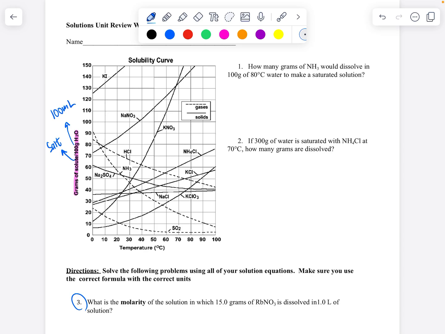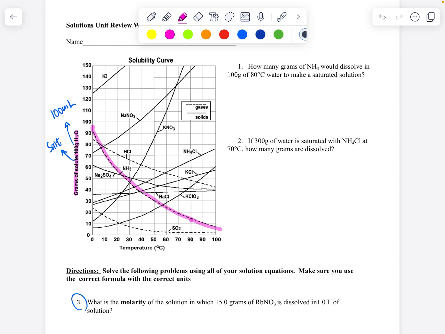So let's see. Number one, it tells us how many grams of NH3. Okay, so first I'm going to go ahead and identify where my salt here is. NH3, here is my salt. The word I'm using, salt, it really does not apply to NH3 because it's a covalent compound, right? It's a compound that is made from non-metals, right? But I'm still going to use the word salt because it's the solute that is in discussion for this question, right? So how many grams of NH3 would dissolve in 100 grams of water at 80 degrees?